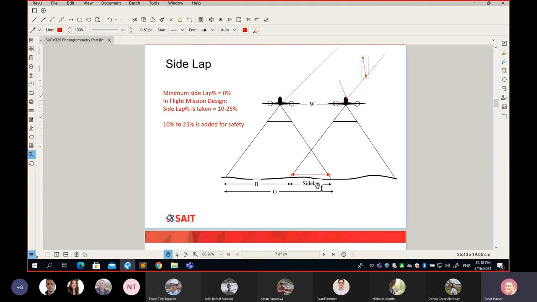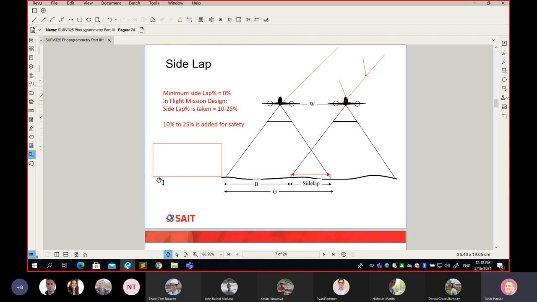But the problem is, if I go exactly with zero, you have the same issue. Look at this, please. So here's my project area one more time. And I'm saying here, you know what? Here is my flight pattern. I'm going to go this way, I'll fly this way, and then I'll go this way and I'll fly this way, and with zero sidelap.